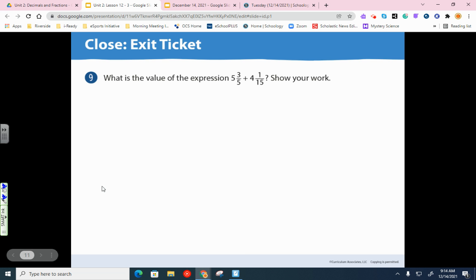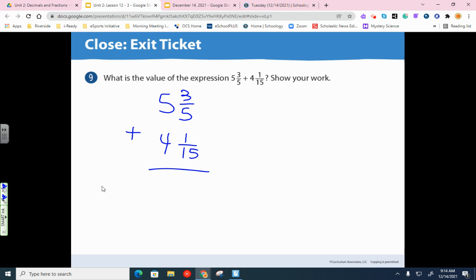What's the value of this expression? 5 and 3/5 plus 4 and 1/15. So I've got denominators of 5 and 15. Most kids don't get this far in the video anyway. All right, so we have 5 and 3/5. Then we'll add 4 and 1/15.